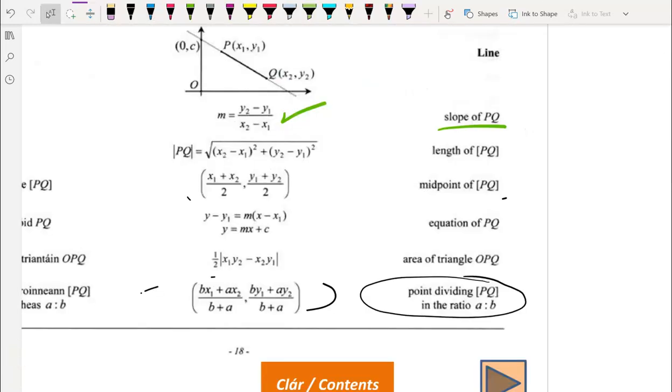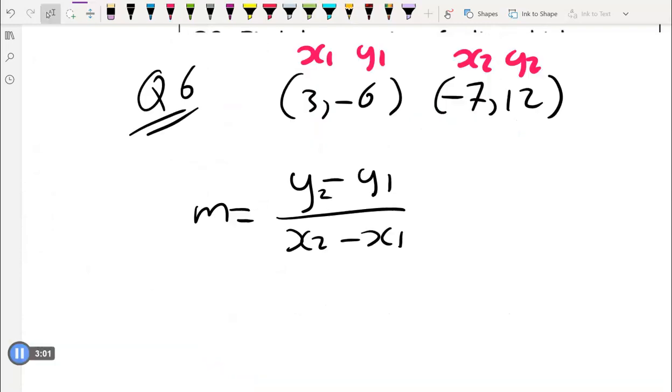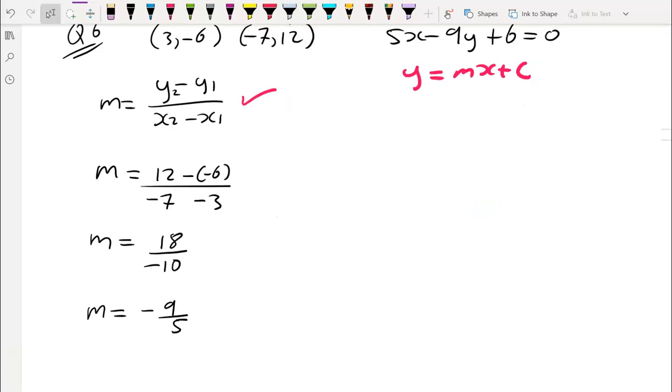To find the slope of a line between two points, use your slope formula, page 18. That's the very first one. m, lowercase m stands for slope, is y2 minus y1 over x2 minus x1. For the slope between two points, label them x1, y1, x2, y2, and fill into the formula. Subbing into our formula, we end up with the slope of minus 9 over 5.